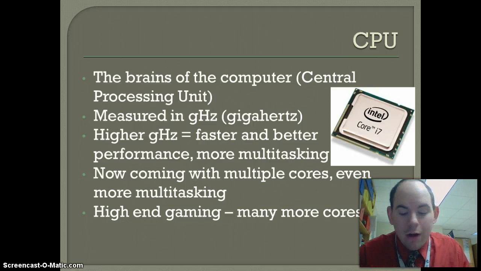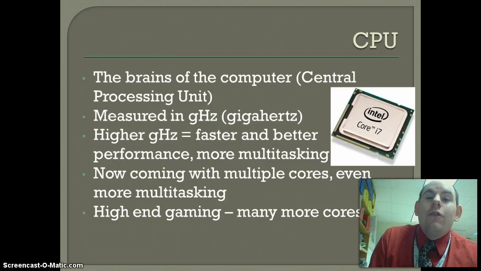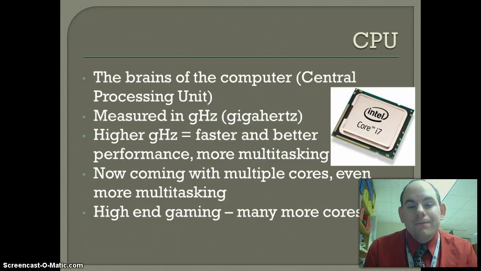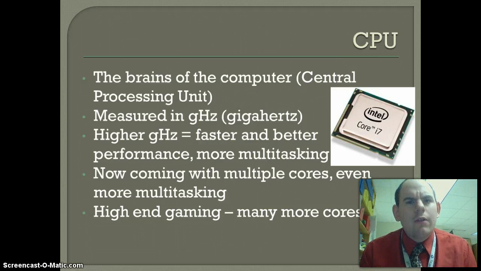But that's generally faster if you had dual core or quad core. The computer I'm using right now is a Core i5. It's a dual core, so there's like 2 brains in it. And it's measured in gigahertz, and the higher the gigahertz, the faster it thinks, and the more stuff it can do, and the more power it has to do things on the computer.